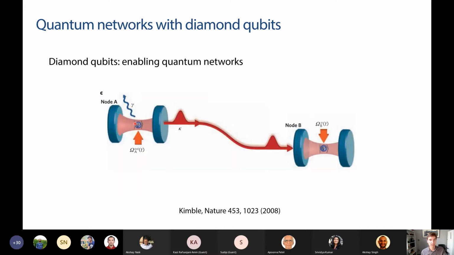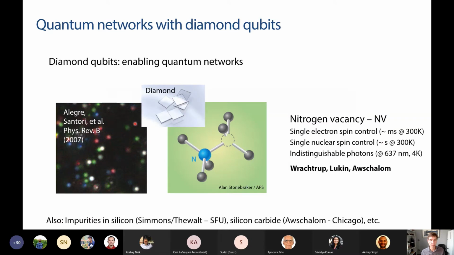In my lab and in many other labs around the world, we endeavor to find solid state versions of this system, where instead of trapping a single atom inside a cavity, we find some sort of solid state qubit. This could be a quantum dot, for example, or in the case of the work that my group has been pursuing, it could be an impurity in a crystal.